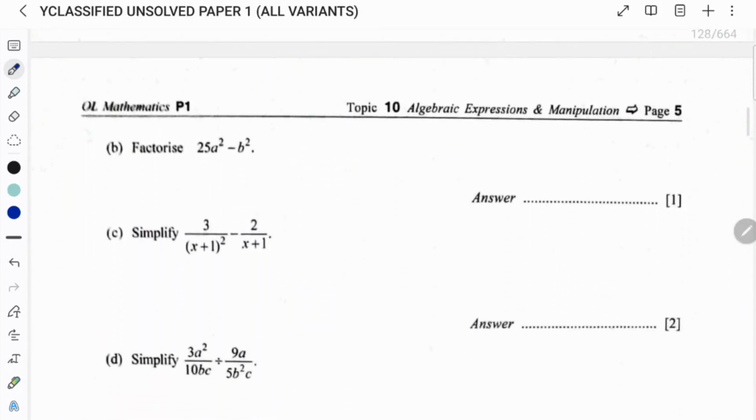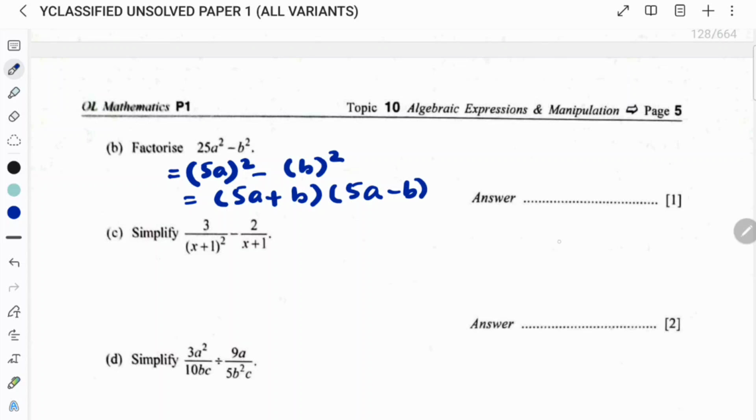Factorize the same question, part B. So you are having 25a square minus b square. So that is 5a square, difference of two perfect squares, minus b square. So that is 5a plus b and 5a minus b.